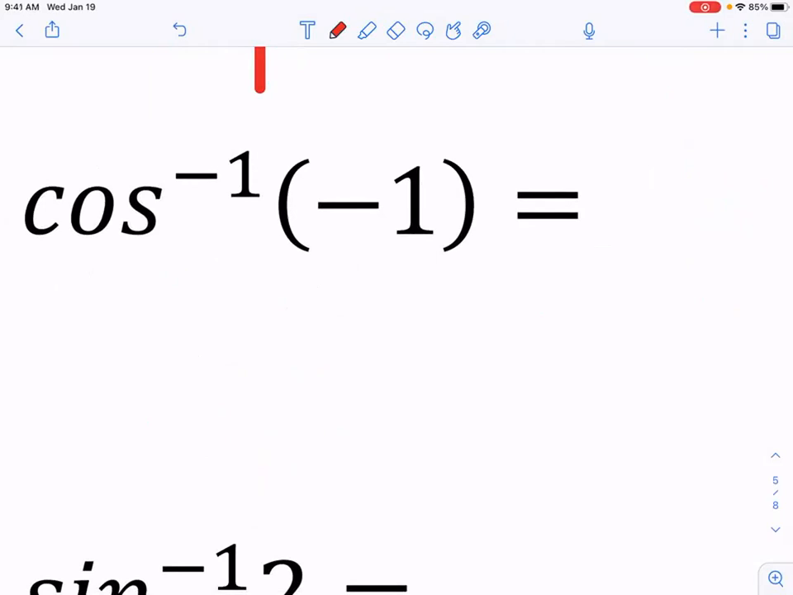Write down what you think the answer should be while I fill up my water. Inverse cosine of -1. Pi, the cosine ratio at pi is -1.